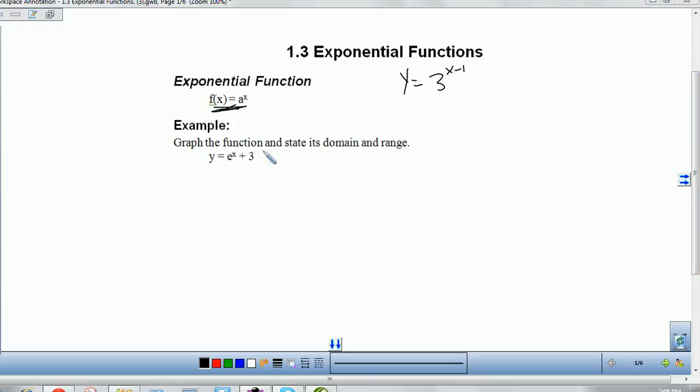Okay, here it says graph the function and state its domain and range. So first of all, on your graphing calculator, go ahead and graph it, and then come back here. When we graph this thing, you notice that it's just the function e to the x, but moved up 3. Something like this. Okay? So it's going to go something like that.